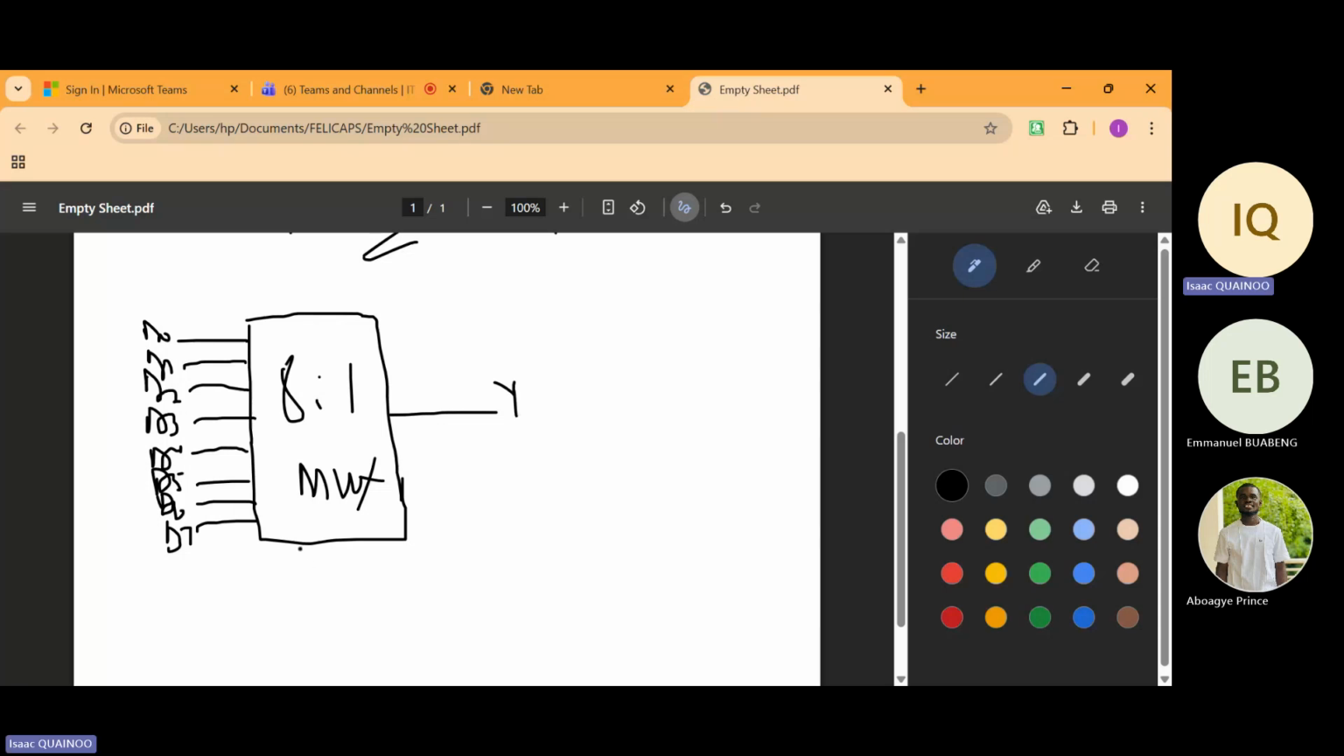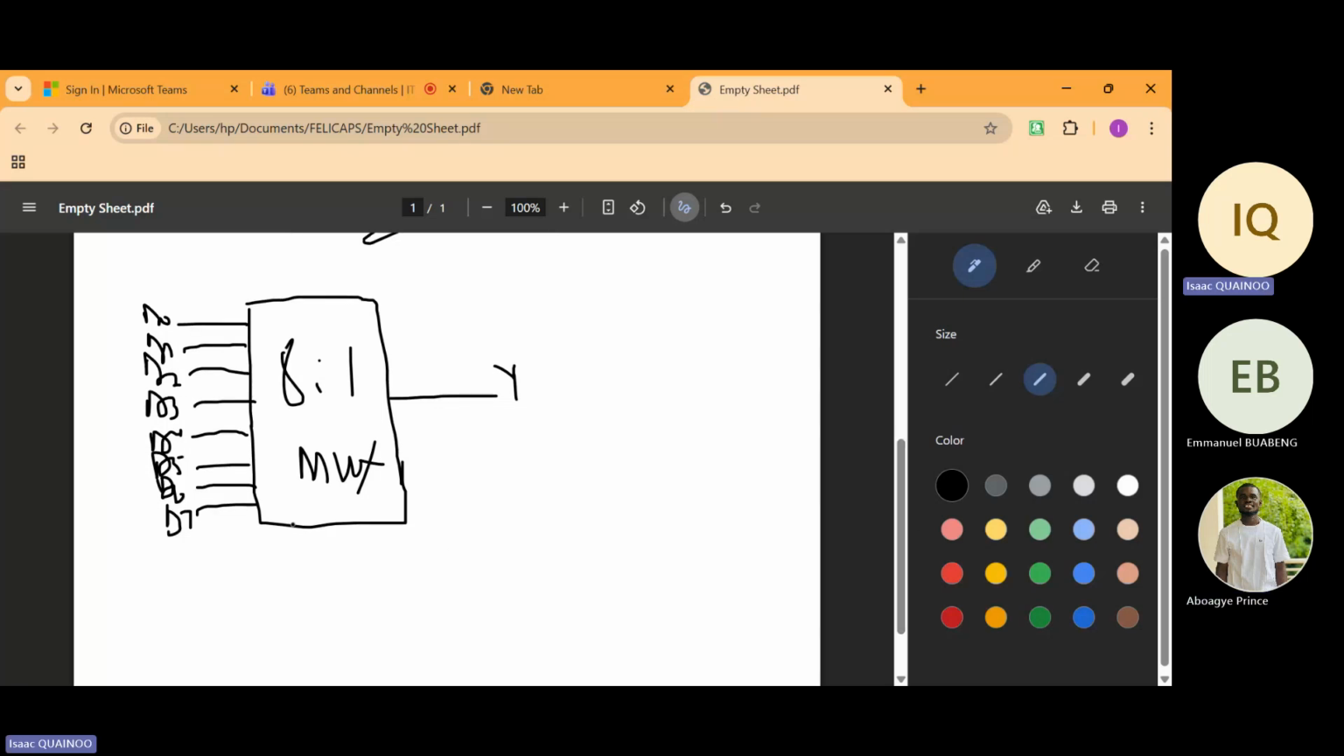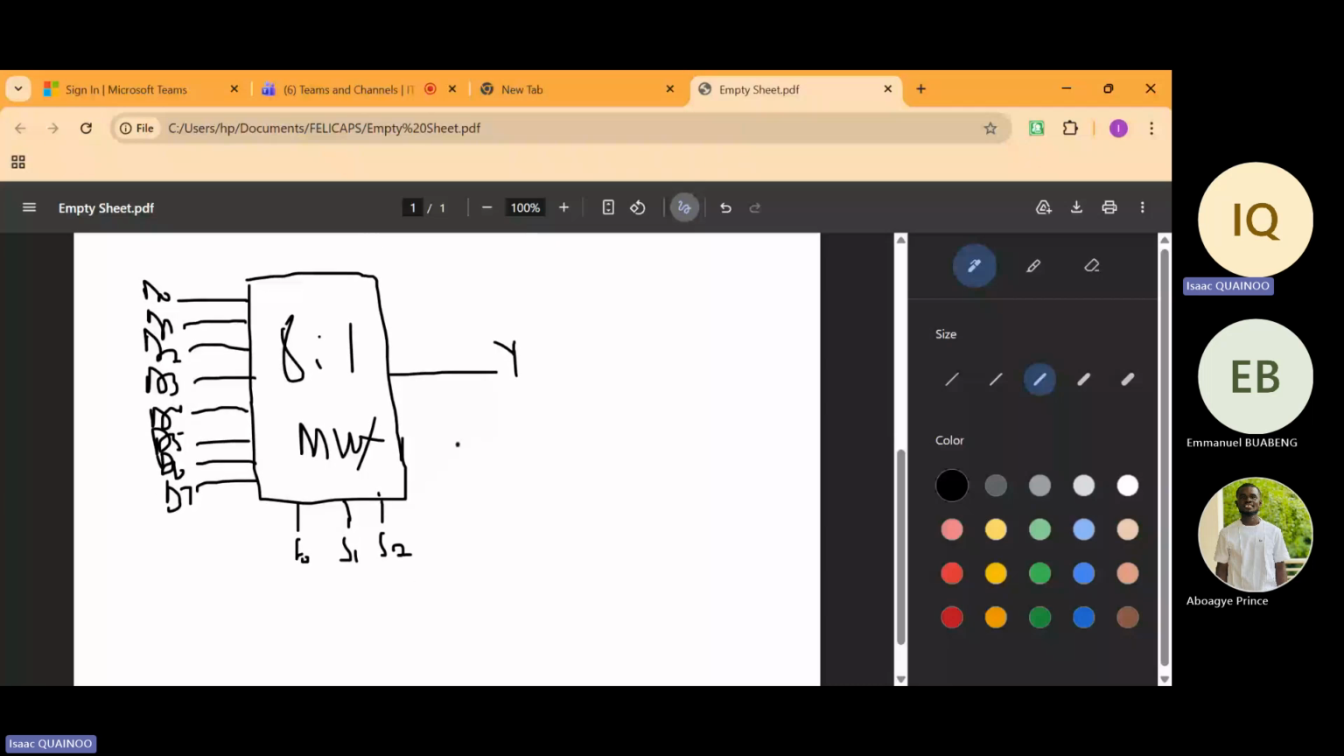So for an 8 to 1 mux, how many select lines are you going to have? 3. This select lines is correct. So we're going to have 3 because 2 raised to the power 3 gives us 8. So we have S0, S1, and then you have S2. So to draw our truth table, we know we are going to have our S0, S1, S2, right?